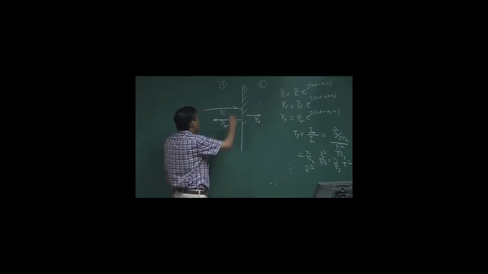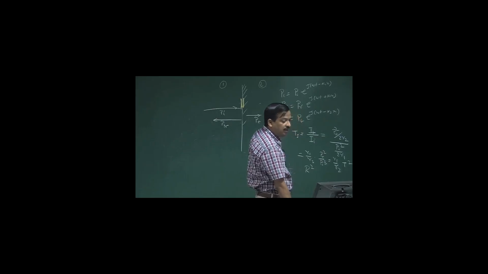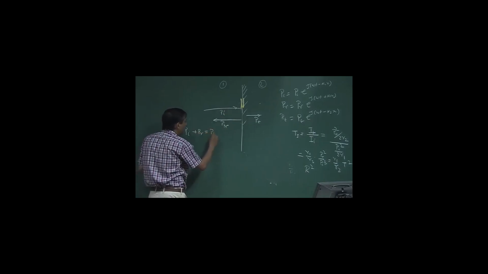At the boundary, the pressure on this side of the boundary must be equal to the pressure on this side of the boundary. Have you understood or not? So, both side pressures will be equal. This is boundary condition 1: the acoustic pressure on both sides of the boundary must be equal. So, the acoustic pressure on this side is Pi plus PR, which must be equal to PT.